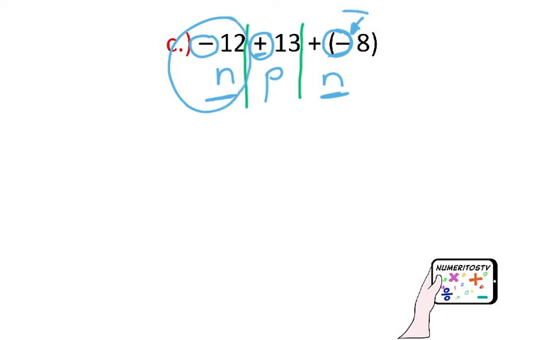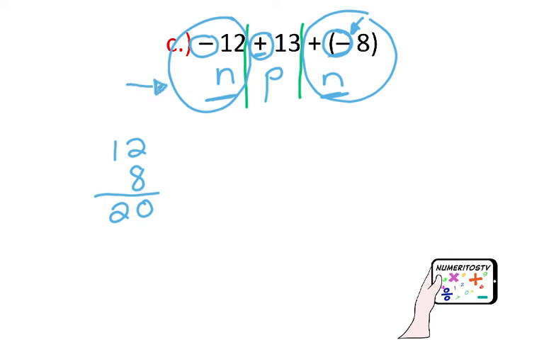Remember, negatives and negatives, they go together. You join them. So you have 12 and 8, okay? So this will be 20, but remember that they are negative. So you have negative 20. And then you have those positive 13. So you have this negative now, these much negatives.